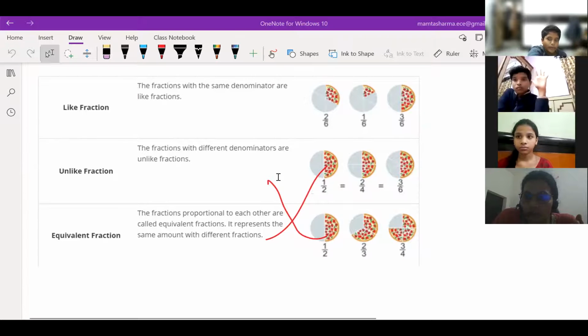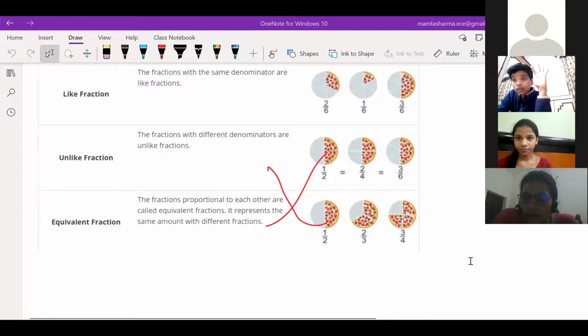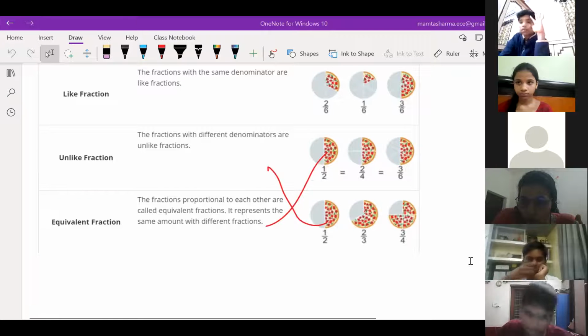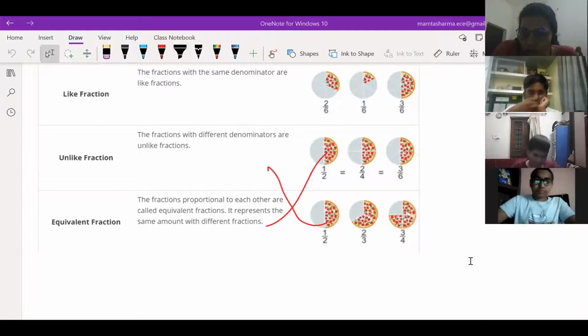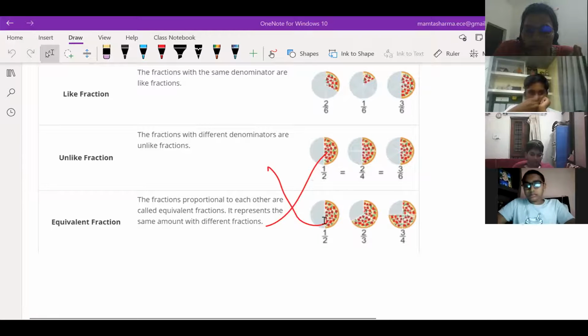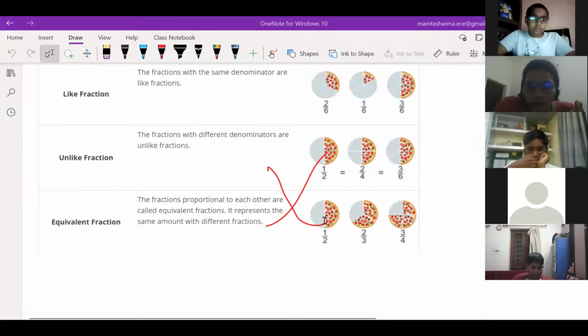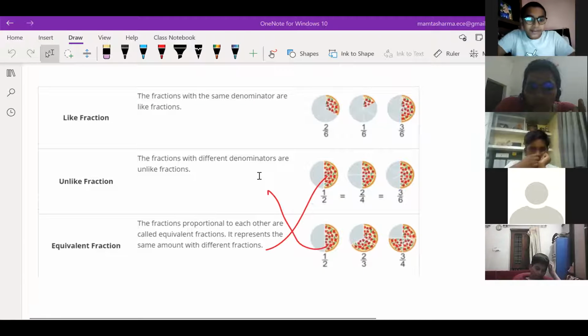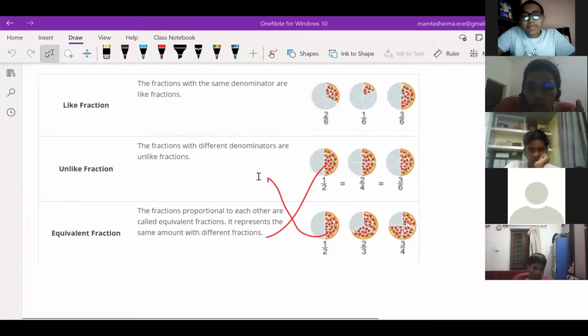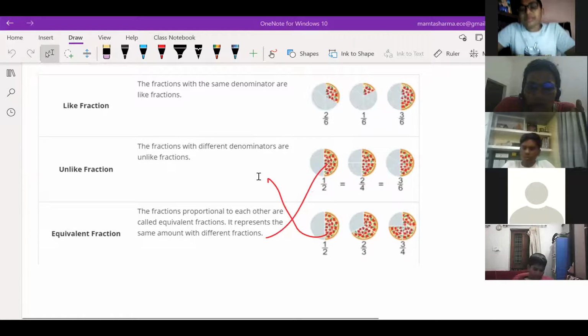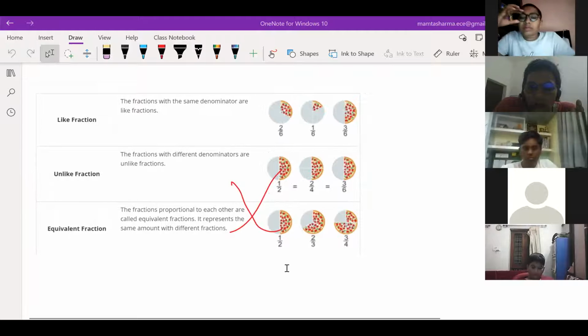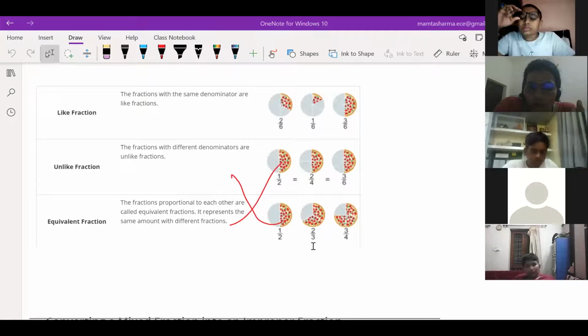Unlike fraction. Chaitanya, tell me. Ma'am, unlike fractions are the fractions whose denominators are different. For example, 1 by 2, 3 by 9, 7 by 12. Very good. Whose denominators are different.